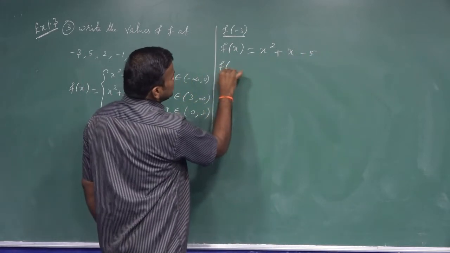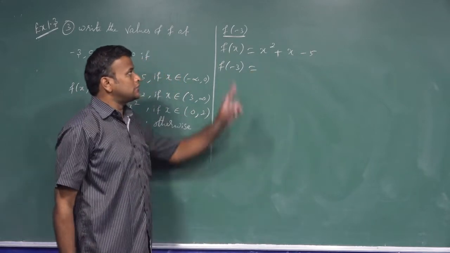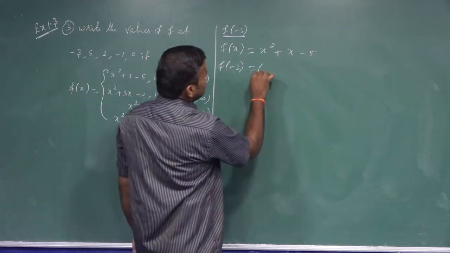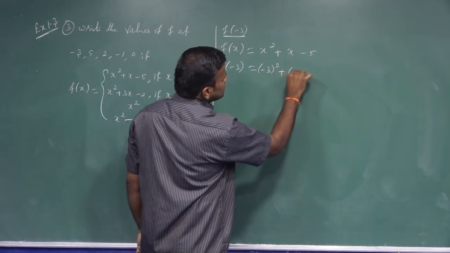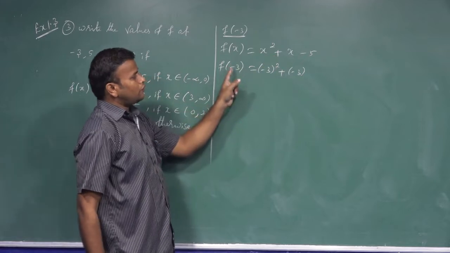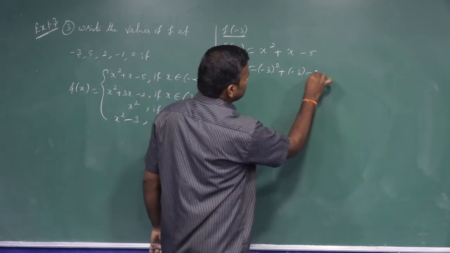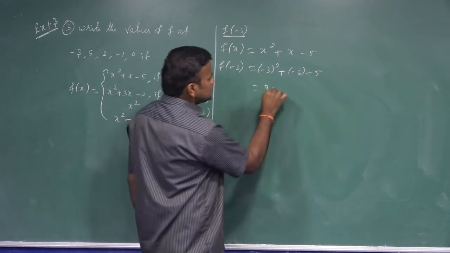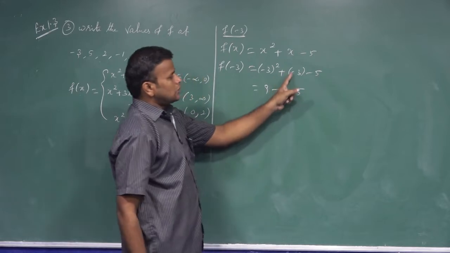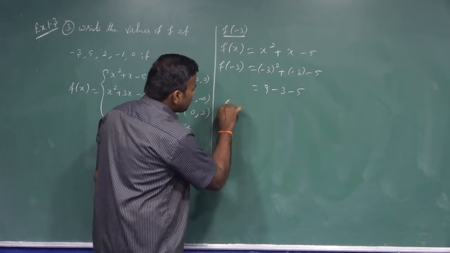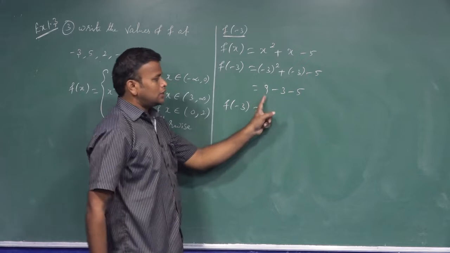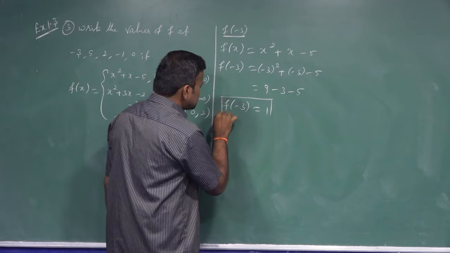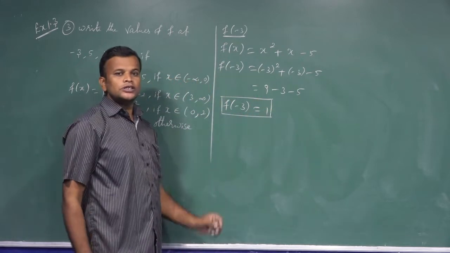Next, I replace exactly the value of x with minus 3, because we find f of minus 3. Minus 3 the whole square plus minus 3 minus 5. Minus 3 the whole square is 9, plus into minus is minus, minus 3 minus 5. So the value of f of minus 3 is 9 minus 8, which is 1. So f of minus 3 value is plus 1. So the first one is over.